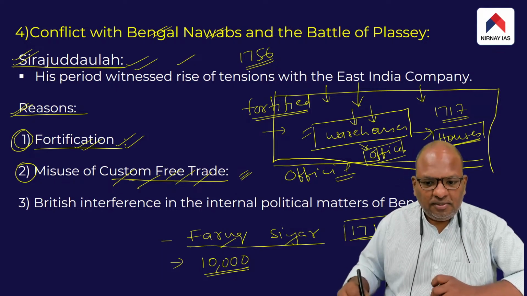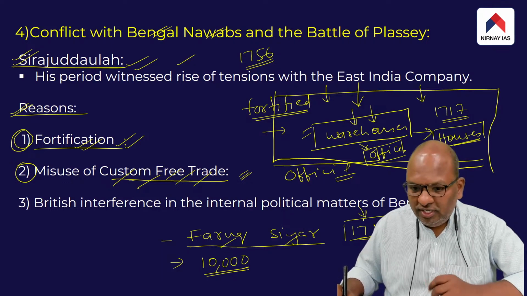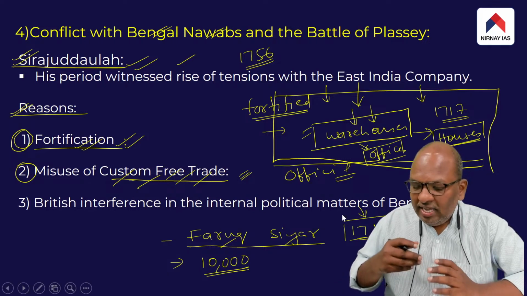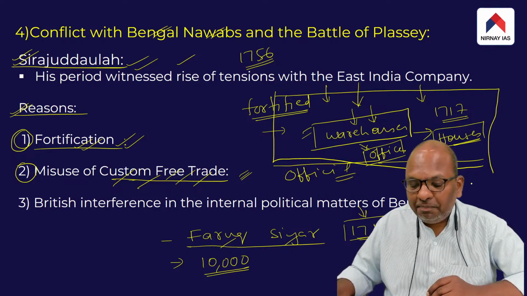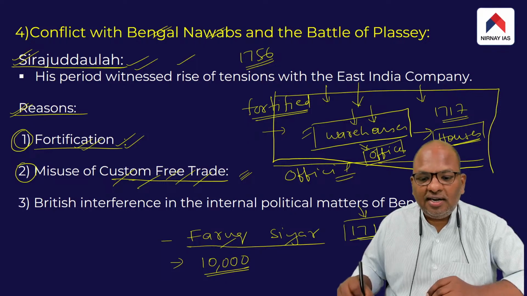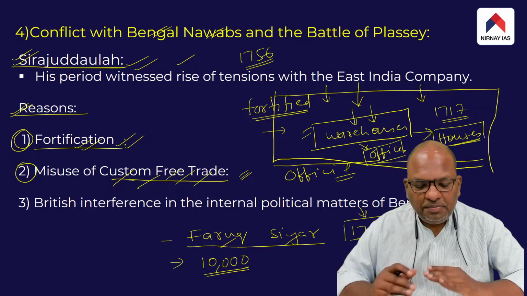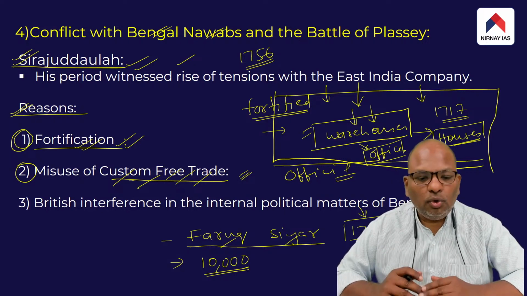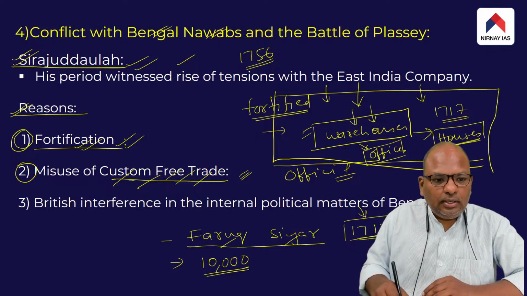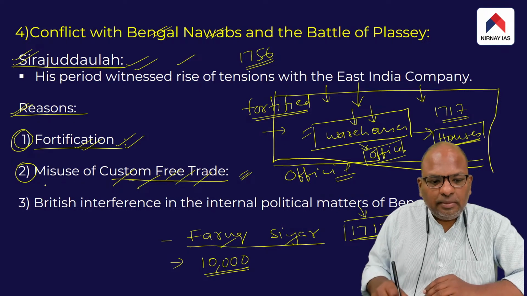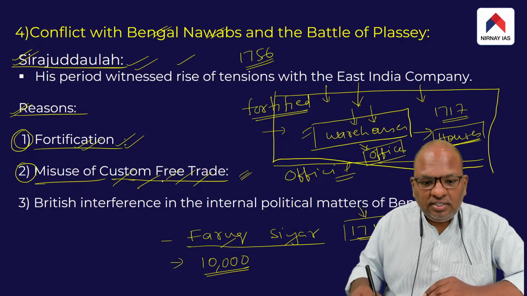So the point is, only the East India Company was exempted from the customs duties. The employees of the East India Company who were also carrying out their private trade were not covered under Farrukhsiyar's farman. For your simple understanding, this being just an 8th standard NCERT, without going into the details, let me explain this one in a different manner. So basically, in simple terms, the British started misusing their power, misusing the custom free trade.